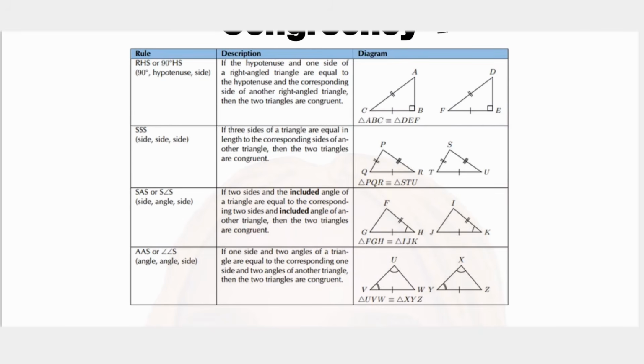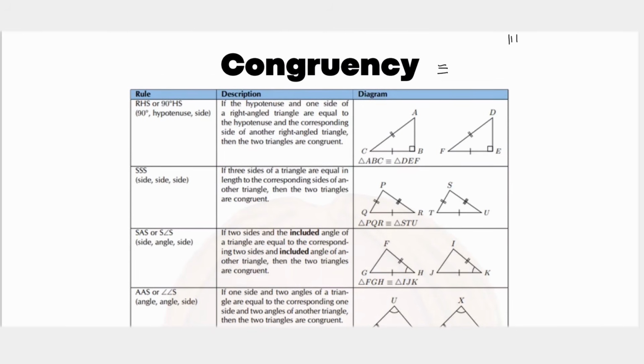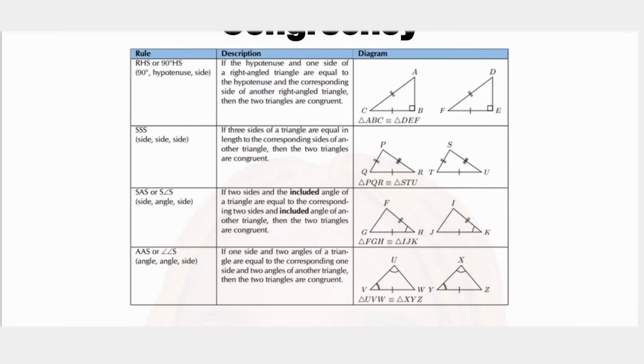So with that concept, what I'm going to focus on is congruency. You need to know how to prove congruency and its different rules. So we're going to go through the different rules. In total, we have 4 rules to prove that something is congruent. And don't worry, I'm going to do an example to show you how you would do this.